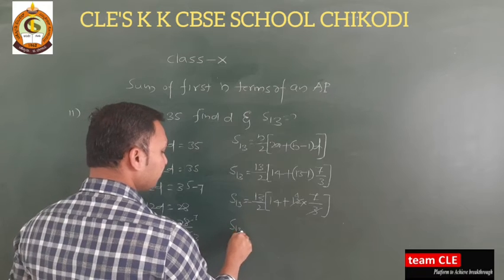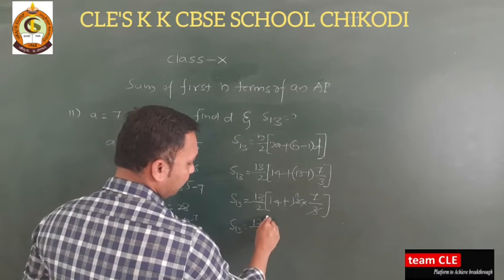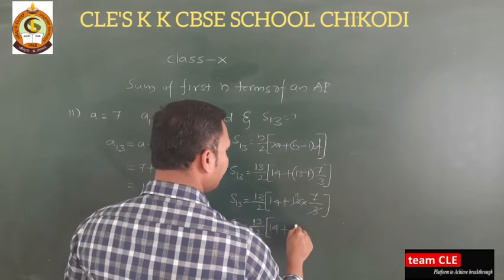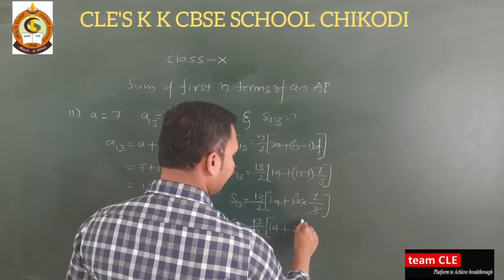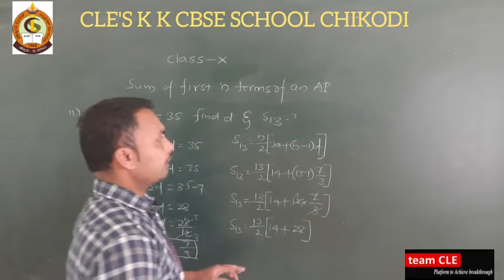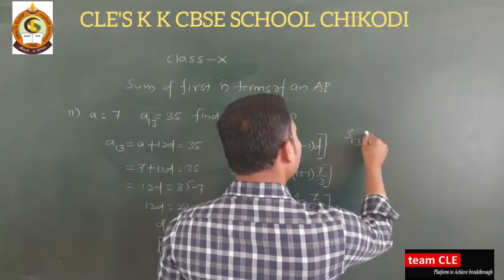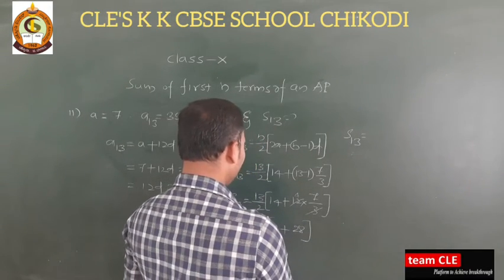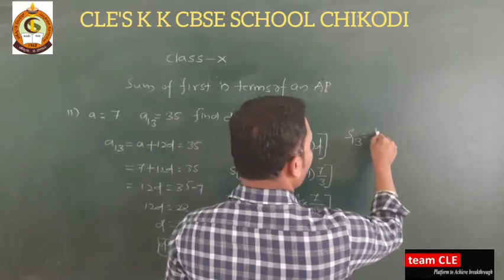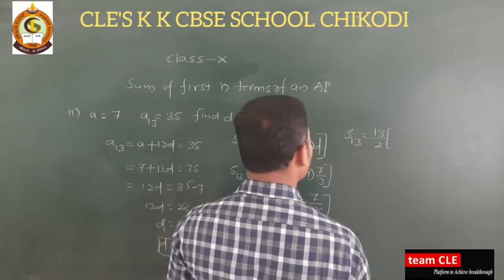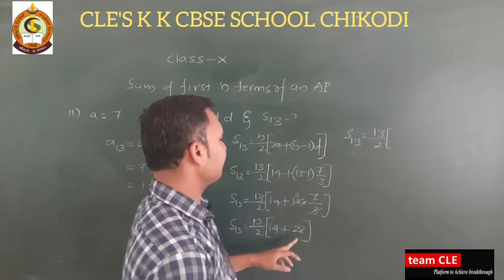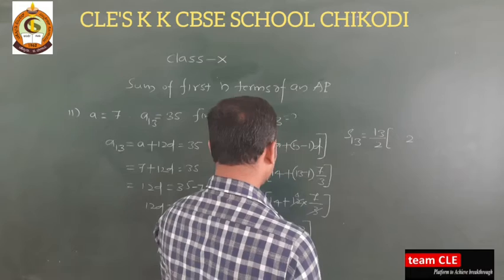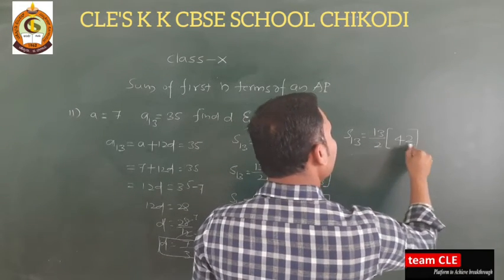Now S of 13 is equal to 13 by 2 into bracket of 14 plus, so 4 into 7, 7 4s are 28. Okay. Next, S of 13 is equal to 13 by 2, we can keep as it is, 13 by 2 into bracket of 14 plus 28, 8 plus 4 it is 12. So 12 and 1 we have 2, 3 and this is 4. 42 we will get, isn't it?